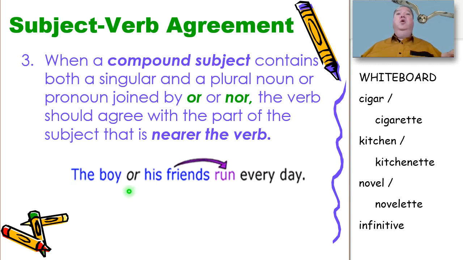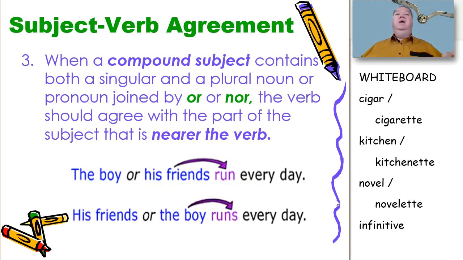So, the boy or his friends, the boy singular, his friends plural, the verb has to match the one closer to it. His friends run every day. The boy or his friends run every day. Just look at the one closer to the verb. If we switch those, his friends, plural, or the boy, singular, the boy runs every day. His friends or the boy runs every day. Okay?